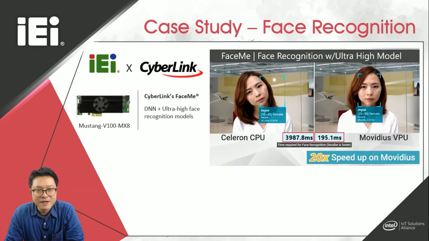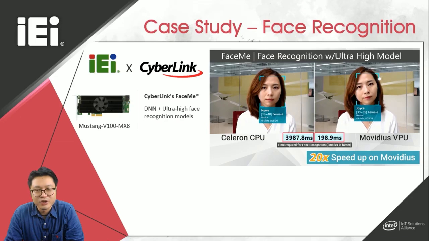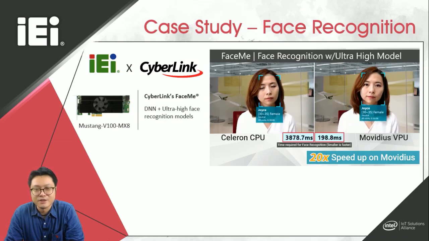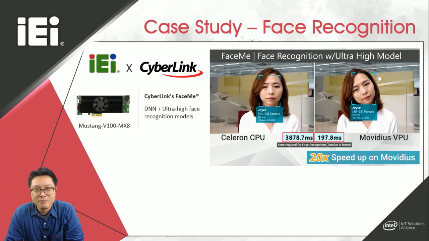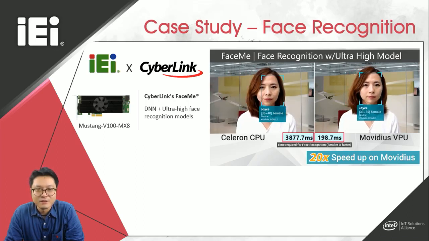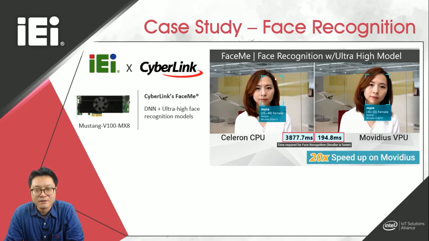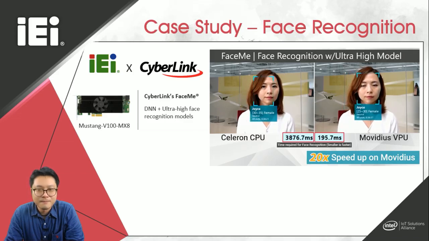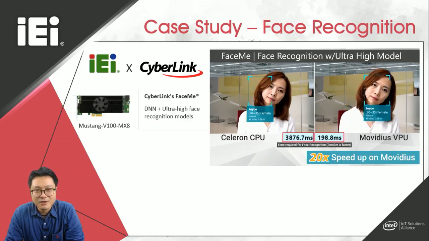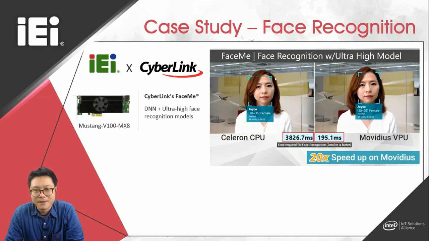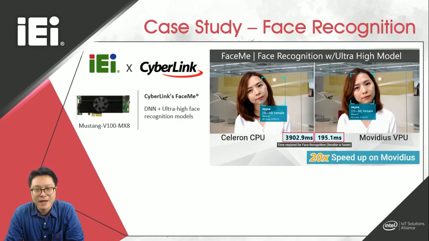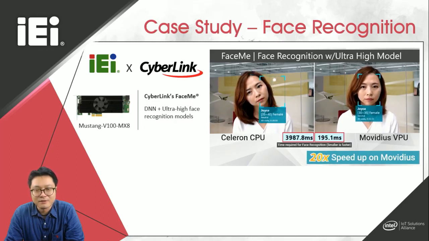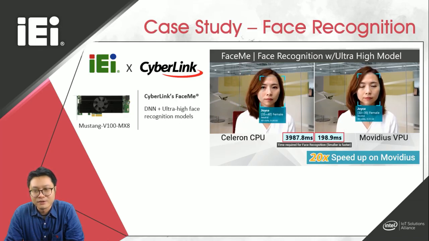This is the face recognition case. In this demonstration, you can see facial recognition, gender, age, and emotion detection by the CyberLink FaceMe software, which is one of the highest-ranking and most accurate AI facial recognition engines in the world. Recently, IEI cooperated with CyberLink FaceMe, leveraging the computation capability of IEI Mustang VPU accelerators. So it can speed up performance 20 times compared to a pure Celeron CPU.